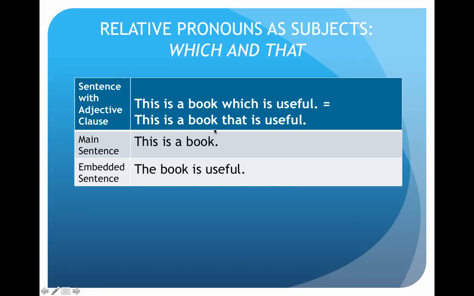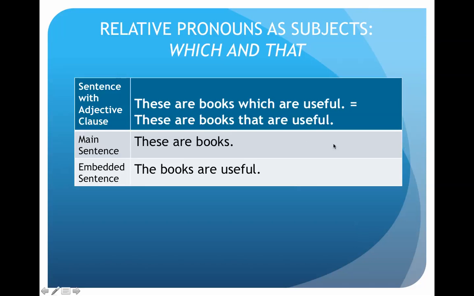Okay, here are examples of the full sentence. Okay, and now I have not changed it to the plural, so I'm going to go back. I'm going to stop the recording. Oh, this is what I want. Okay, these are books. The books are useful. I'm embedding this one into this one, so I get one of those sentences with which or with that.